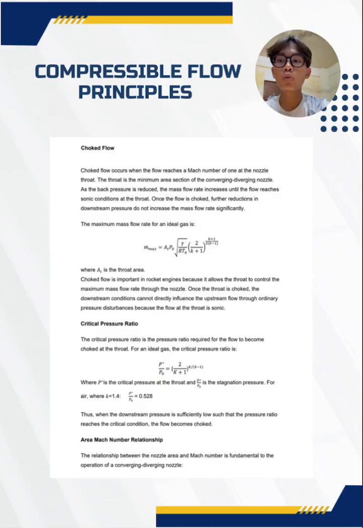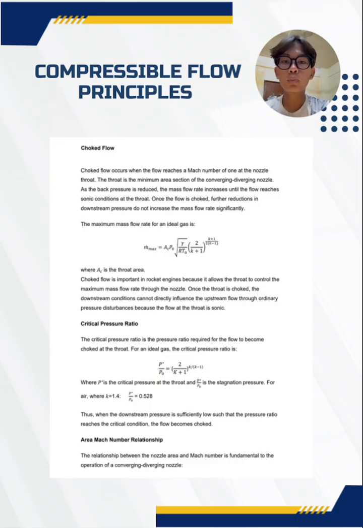Next we have choke flow. Choke flow occurs when the Mach number reaches one at the throat of a converging-diverging nozzle. The throat is the section with the minimum cross-sectional area. As the back pressure decreases, the mass flow rate increases until the flow reaches sonic condition at the throat. At this point, the flow becomes choked, and further reductions in downstream pressure do not significantly increase the mass flow rate.